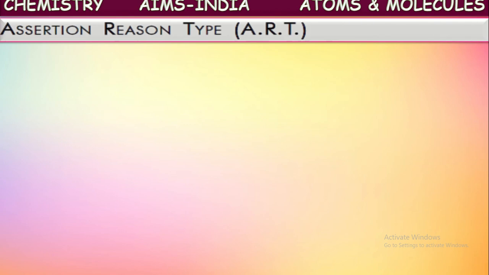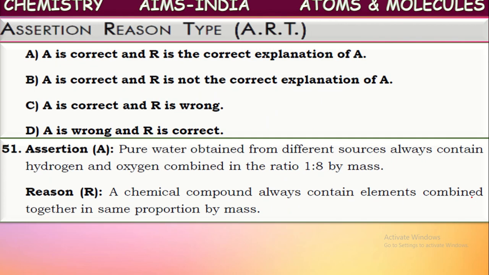Okay. Next, assertion reason type questions. See the assertion given for this question. Pure water obtained from different sources always contains hydrogen and oxygen combined in the ratio 1 is to 8 by mass. Yes, it is correct. However you prepare water, from wherever you collect water, its composition is always fixed. Its composition is in the ratio 1 is to 8 by mass with hydrogen and oxygen. So this statement is correct.